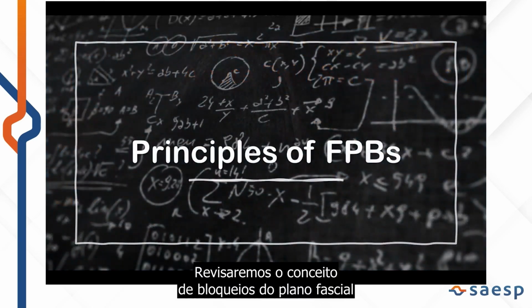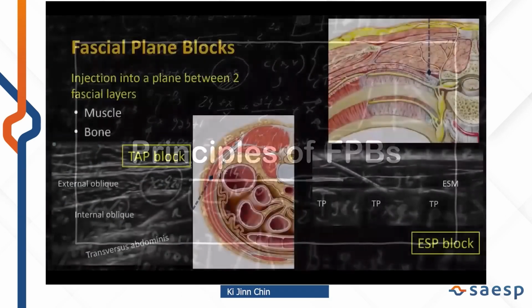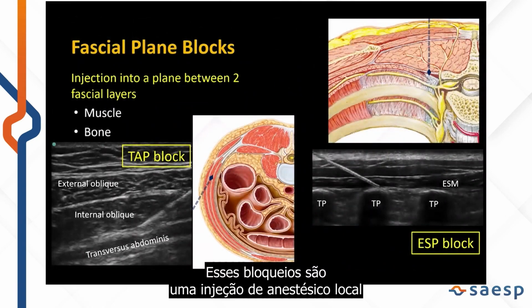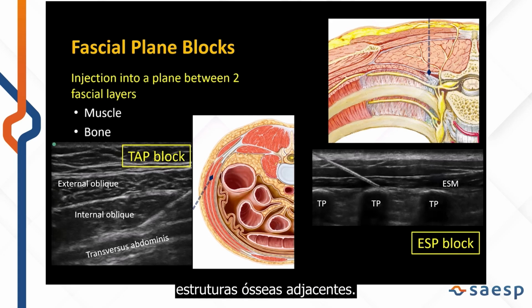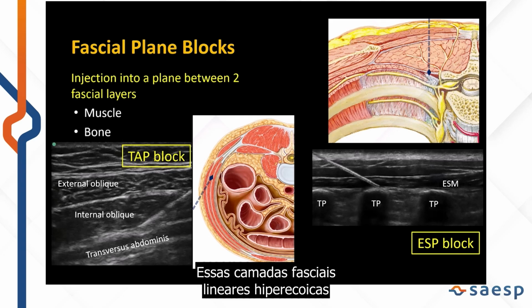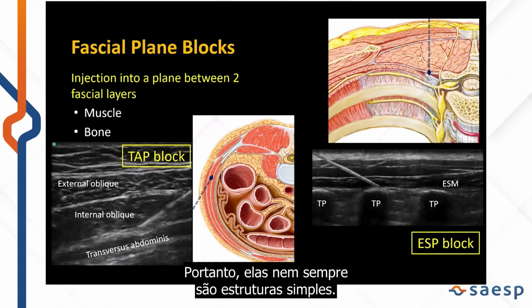I'd like to start by reviewing what fascial plane blocks are and the principles of how fascial plane blocks work as we currently understand it. Fascial plane blocks are an injection of local anesthetic into a potential space or plane that exists between two layers of fascia. And this is most commonly the perimysium of muscle or the periosteal covering of bone, and sometimes even the ligaments that bridge adjacent bony structures. These hyperechoic linear fascial layers can themselves be composed of multiple individual layers of connective tissues, so they aren't always simple structures.